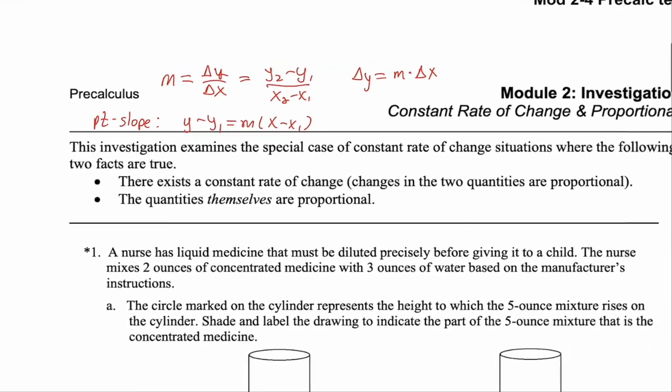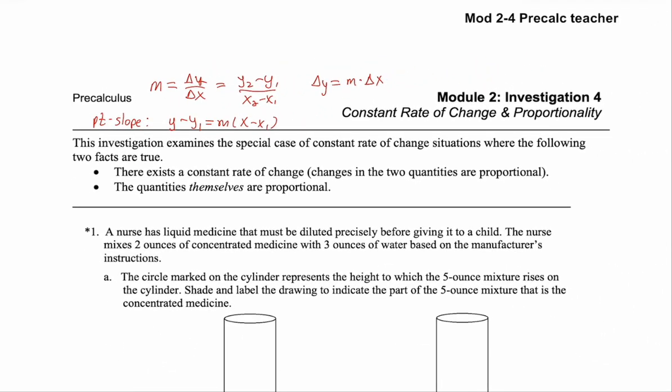Okay, so in this lesson, the main difference is we're going to talk about constant rate of change as a proportionality and how those two quantities are changing proportionately. And so that's kind of going to be the difference that we're going to see. Okay, so any questions about the formulas we've got so far?